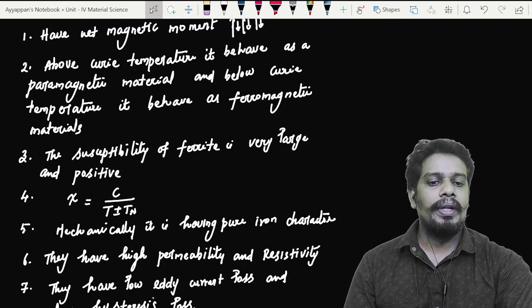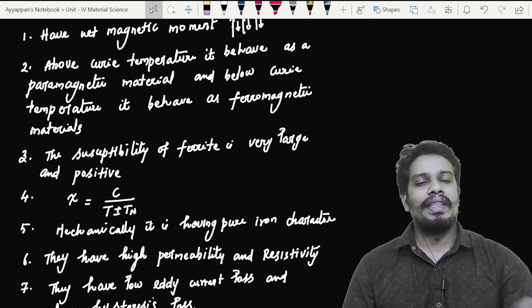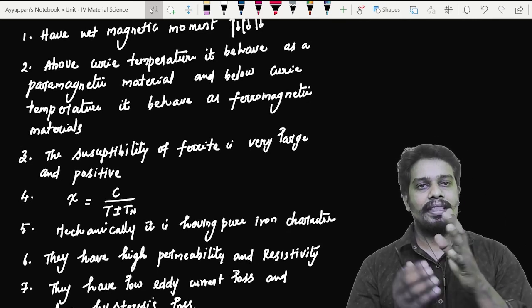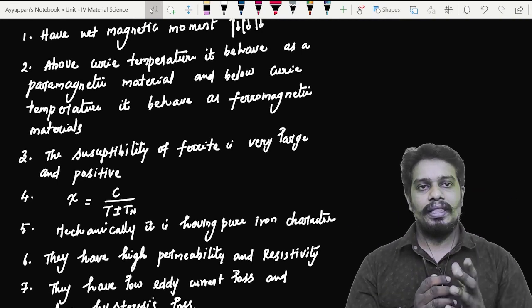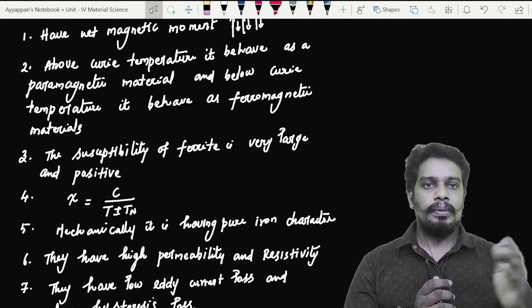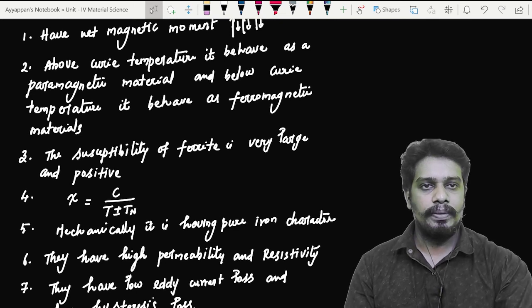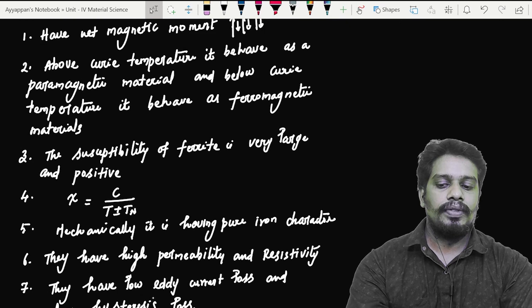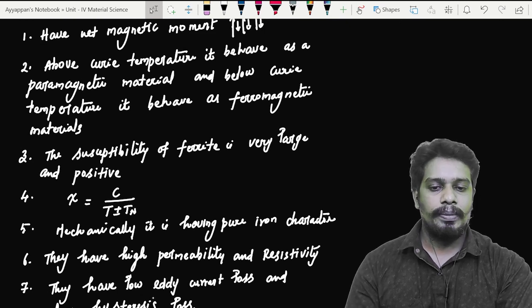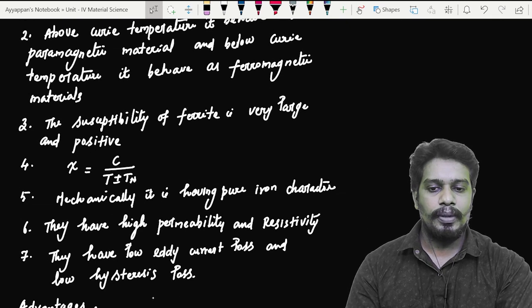Then they have low eddy current loss and low hysteresis loss. If you draw the hysteresis curve, it will not be a huge one. It will be kind of small, so we can put them as a soft magnetic material. Between hard and soft ferromagnets, it falls under the category of soft ferromagnetic material.